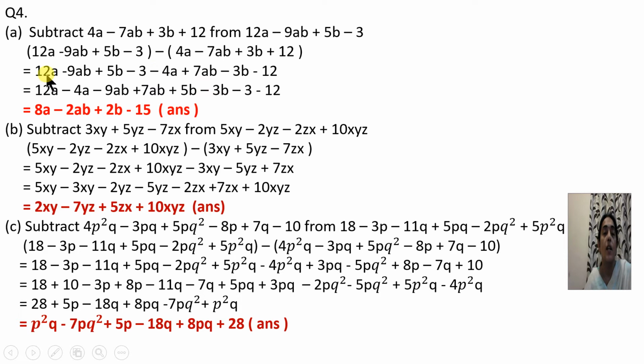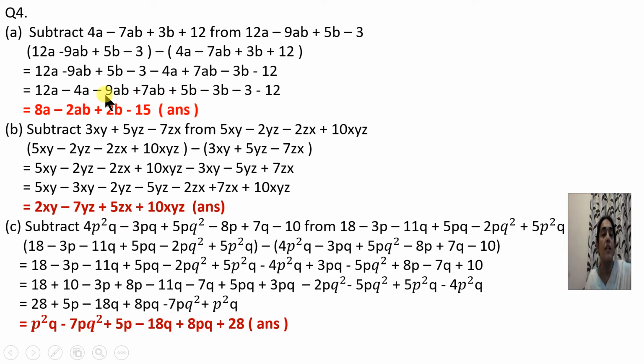So let's see if anyone is left out. So 1, 2, 3, 4, 5, 6, 7 and 8. So here also there are 8 terms. That means you have not left out any of the terms. Now 12a and minus 4a. Signs are different. You subtract 12 minus 4, 8. Sign of the bigger number. So plus 8a.